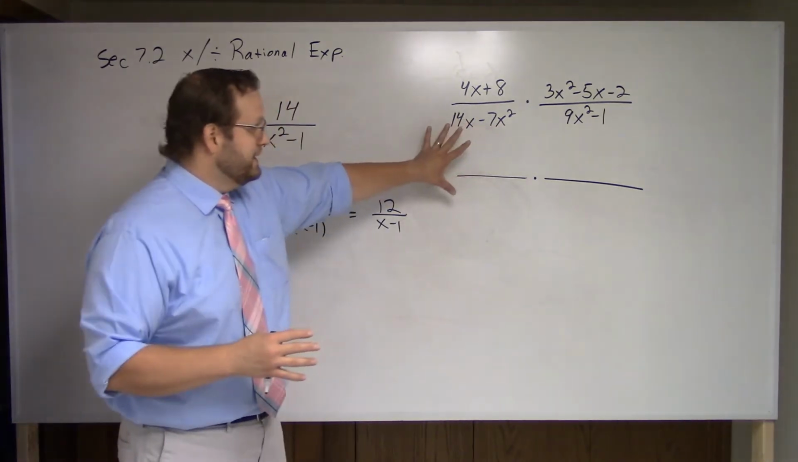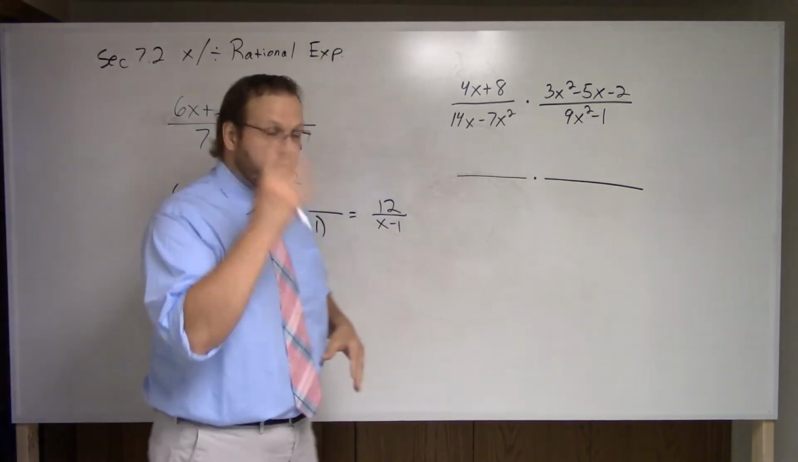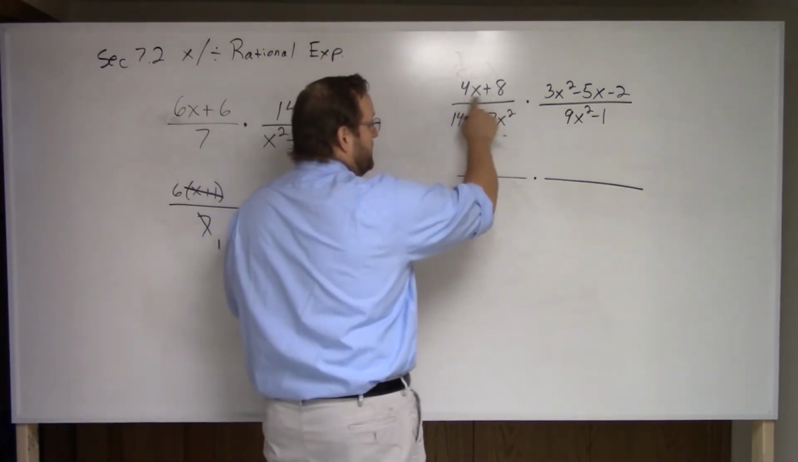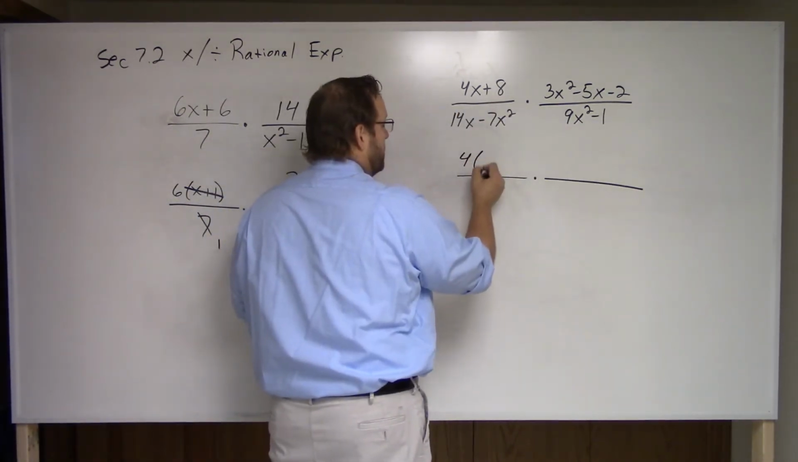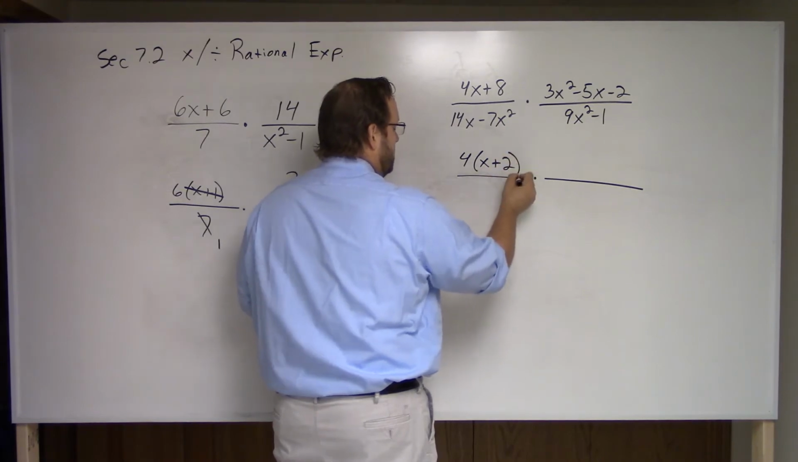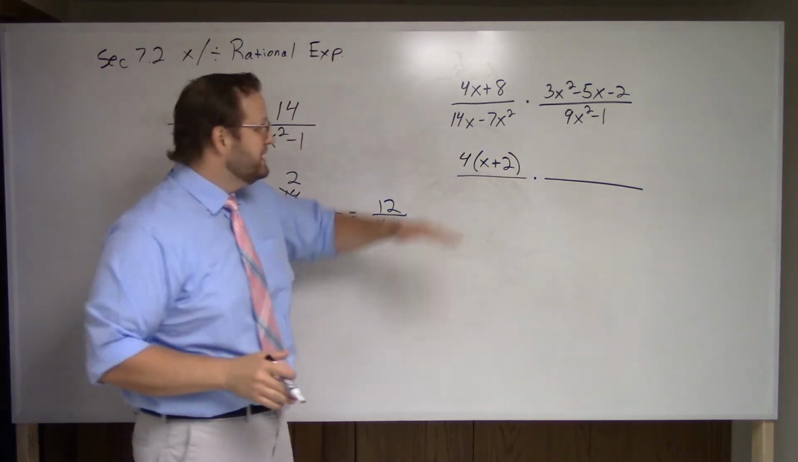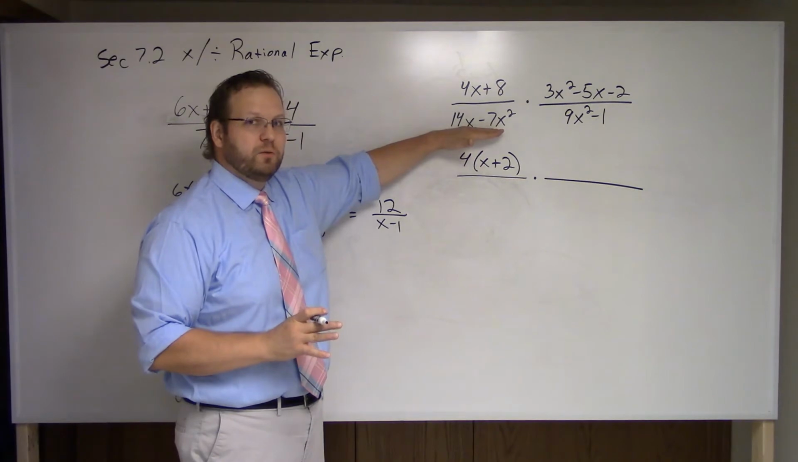Okay, so back to this. We're going to be factoring 4 possible terms. This one up here, I'm going to take a GCF of 4. And we got that.